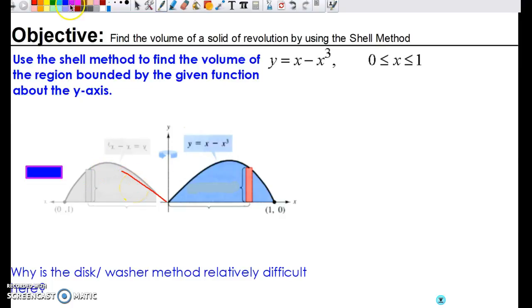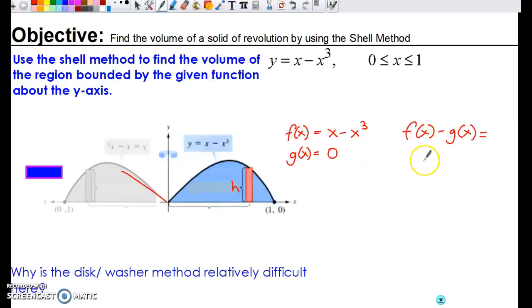What I need to determine on this picture is what this height would be. So the height would be the difference between the upper boundary here and the lower boundary there. It's going to be the first function of x, f of x, which is equal to x minus x cubed, and g of x, the lower end of it, would just be y equals 0. So if I subtract that, f of x minus g of x, which is going to be the height of that rectangle, it's just going to be x minus x cubed, because the lower boundary is the line y equals 0, or g of x equals 0. All right, so we have that settled.